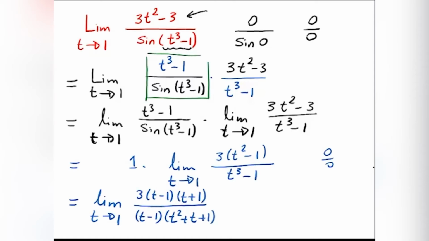See, here we have some simplifications. The t minus 1 cancels with the t minus 1. And the value of the limit will be simply 3 times 2 divided by 1 cubed plus 1 plus 1, which is 3. And the answer to this limit is just what? 2. Very good.